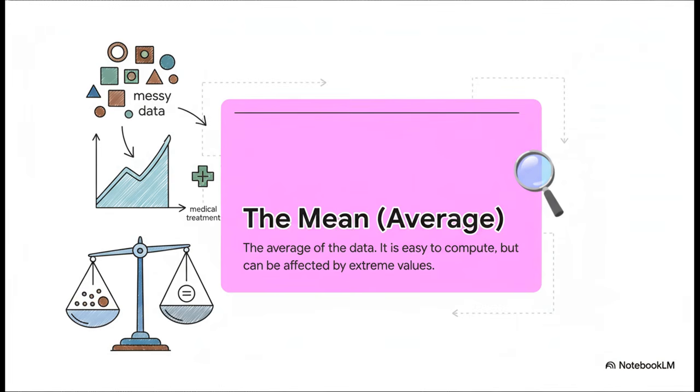It's simple, which is great, but it has one major weakness. It gets totally thrown off by extreme values or outliers. So if you're studying recovery times and just one patient recovers almost instantly, they could pull the whole average down and make a treatment look way more effective than it usually is.